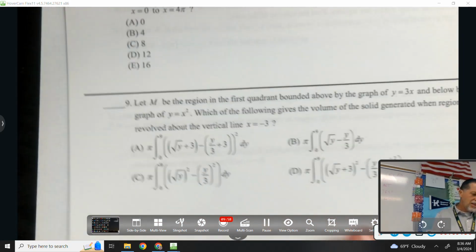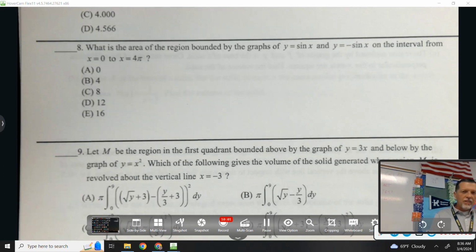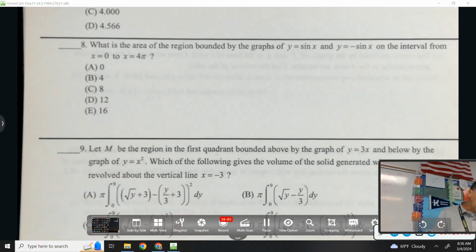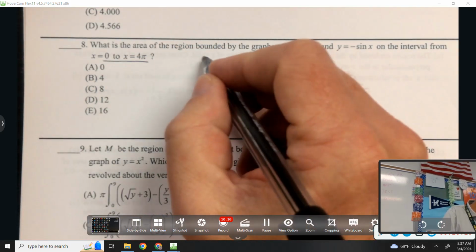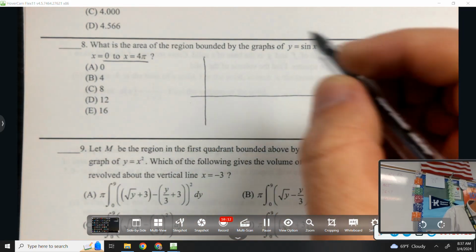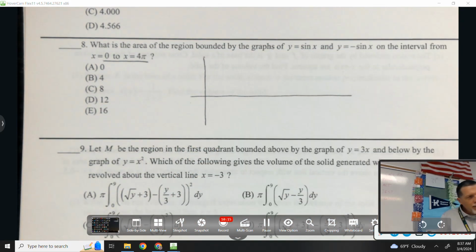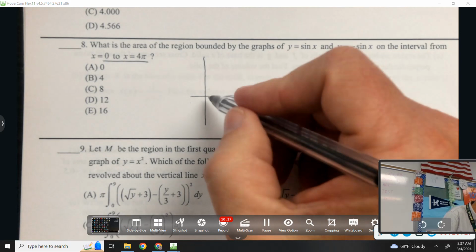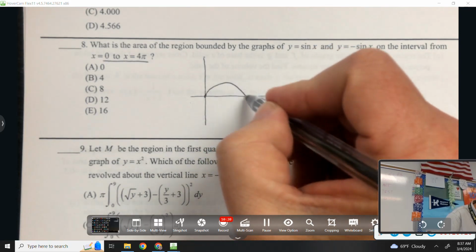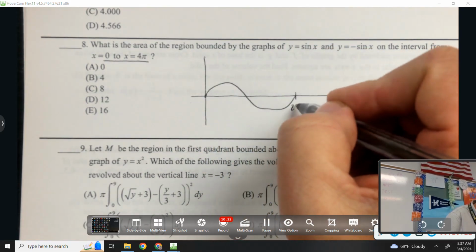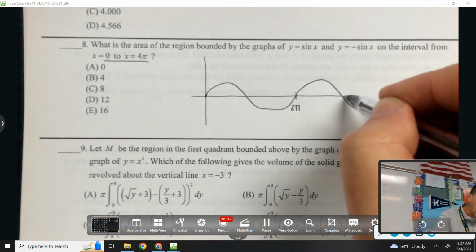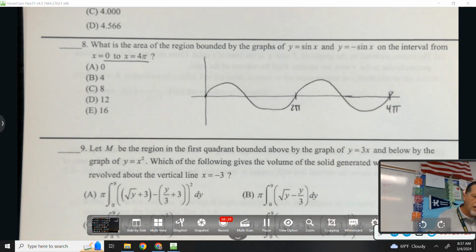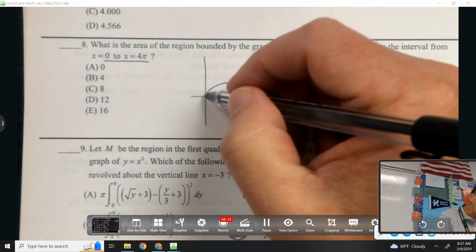258. What is the area of the region bounded by the graphs of y equals sine of x and y equals negative sine of x from 0 to 4 pi? Okay, sine of x. Again, you've got a calculator, but hopefully you can do this without a calculator, at least some of it. Sine of x looks like that, but to 4 pi means I'll do it again. Negative sine of x would be the flip of that.